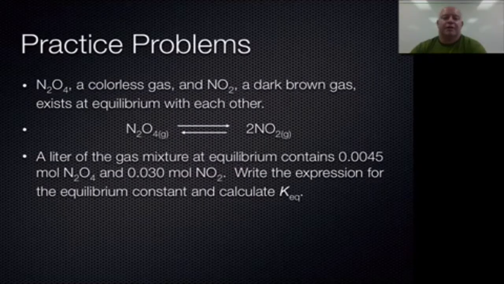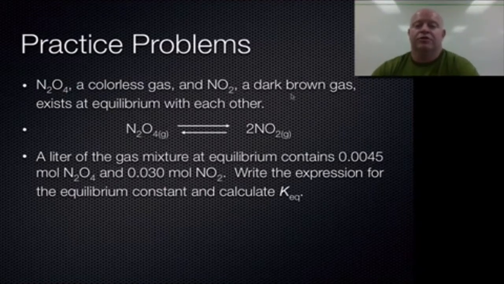So here's our practice problem now to help us out. We have N2O4, which is a colorless gas, and we have NO2, which is a dark brown gas. So you actually could visually see the equilibrium here if you saw this in a test tube or a flask. They are at equilibrium. We see our double-headed arrow, and our reactant is N2O4, and our product is NO2.